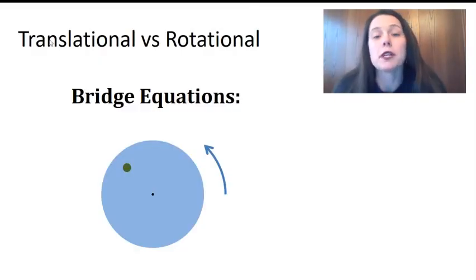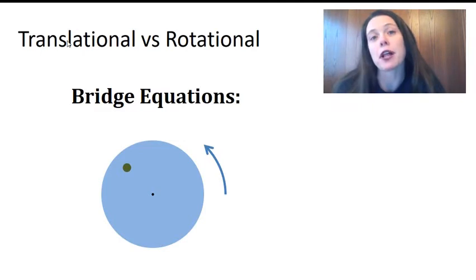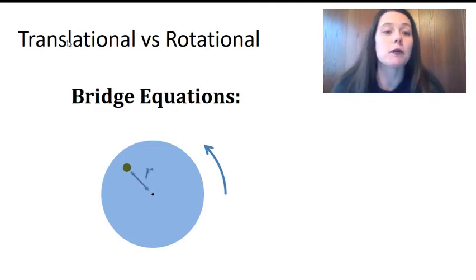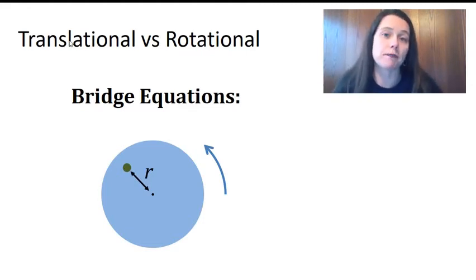There are times when we need to go back and forth between the translational and the rotational motion of a particular object. This often happens if we're talking about a single point on a rotating object, or if we're talking about something that's rolling without slipping. In these cases, we use what we refer to as the bridge equations. Let's look, for example, at a point on a rotating object. Let's say this point, that green dot, is a distance r from the center of rotation.